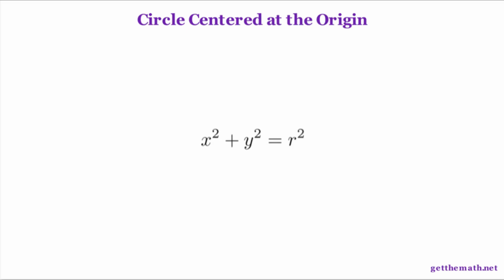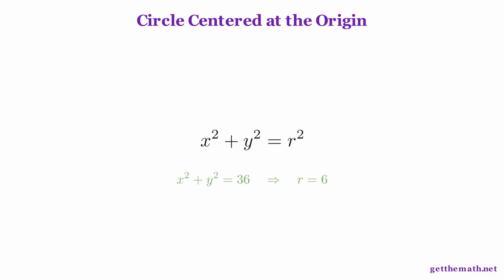Center at the origin. When the center is at the origin, that's the point (0, 0). The equation simplifies beautifully to x squared plus y squared equals r squared. So x squared plus y squared equals 36 is a circle centered at the origin with radius 6.